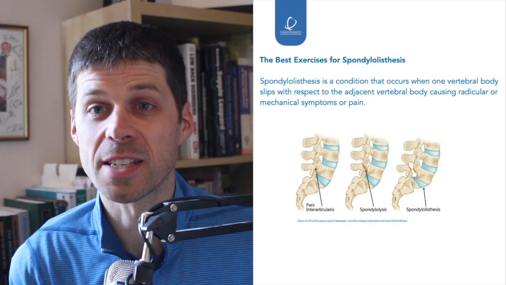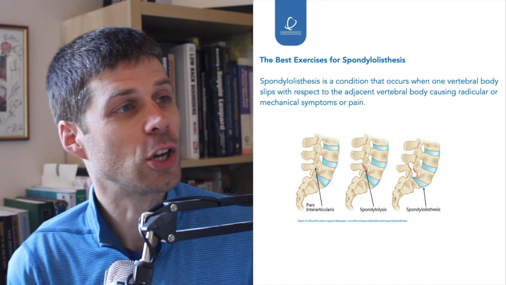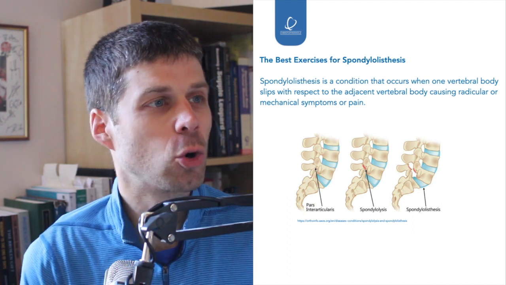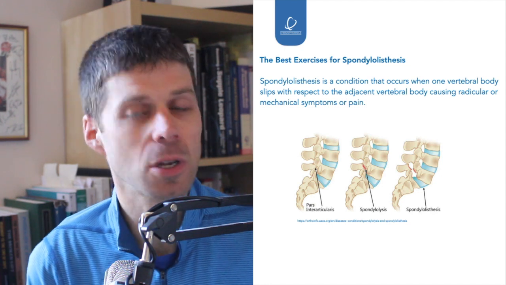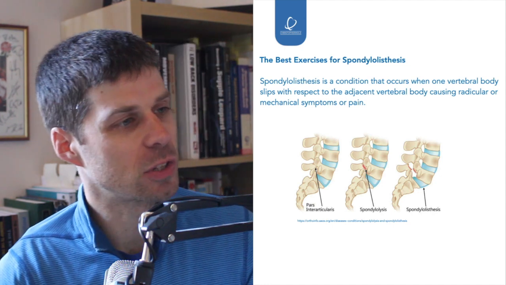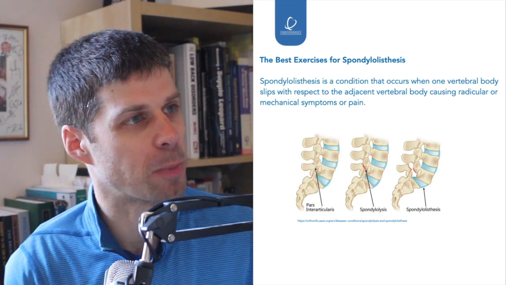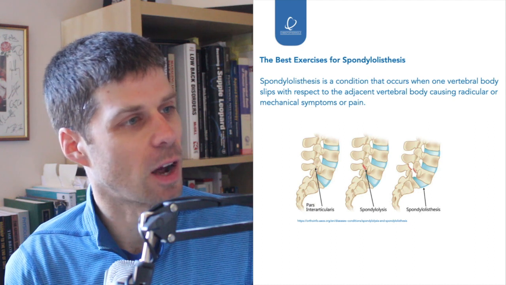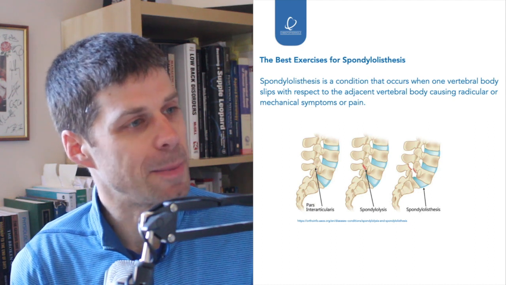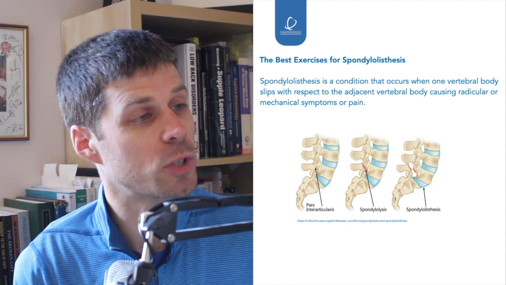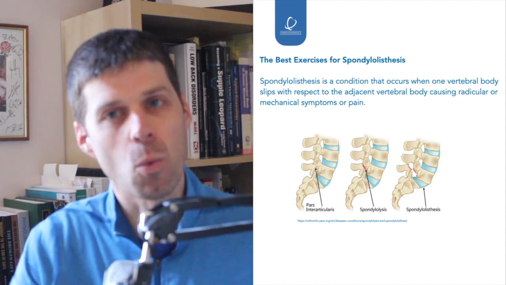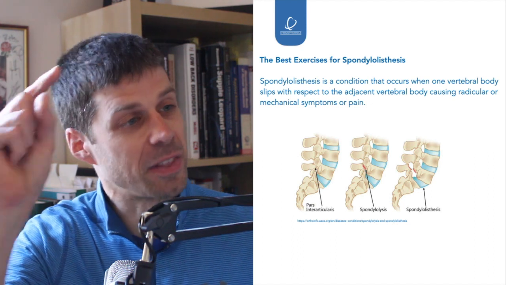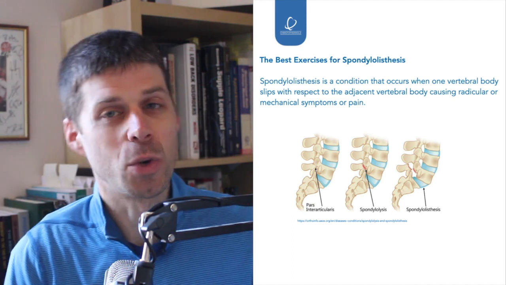What is spondylolisthesis? It's a condition that occurs when one vertebral body slips with respect to the adjacent vertebral body, causing radicular or mechanical symptoms or even pain. Now, as you can see in the image below that description, you've got the pars articularis, and in the middle image you've then got spondylolysis, and that is where the stress fractures form. And then in the final one you've got spondylolisthesis, which is where it slips.